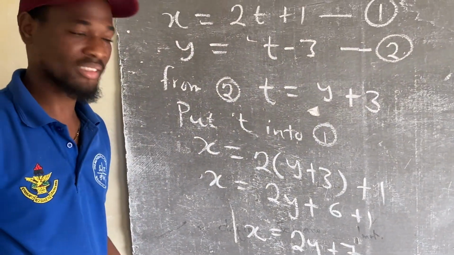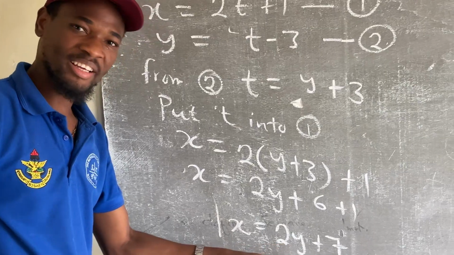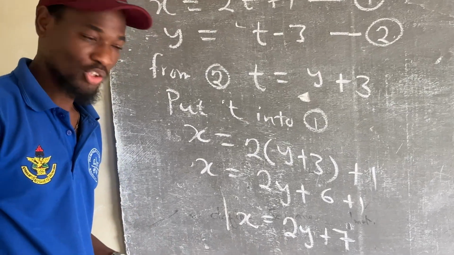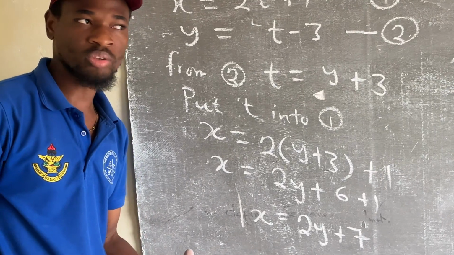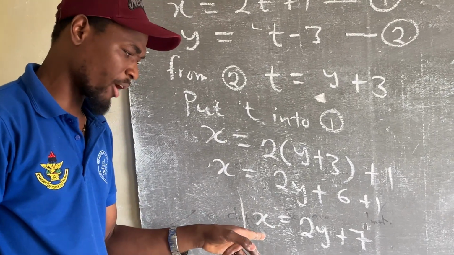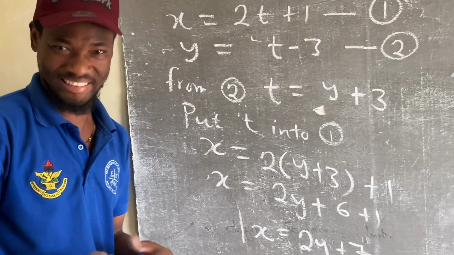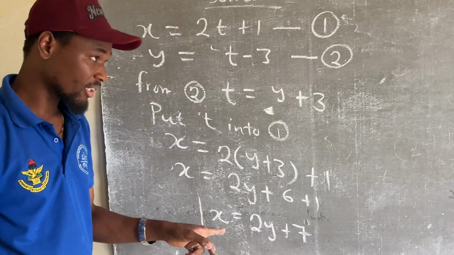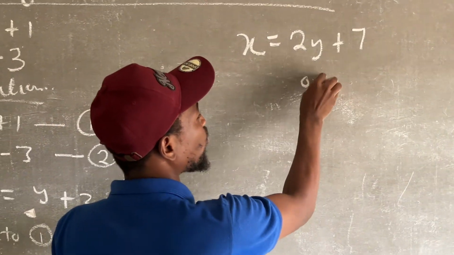As simple as that. So viewers, you see at the end of the day, t isn't there again. So this is the Cartesian equation. Someone would say, okay sir, you decided to make x the subject. Can I also make y the subject? Yes. So you either have it in this form or make y the subject.